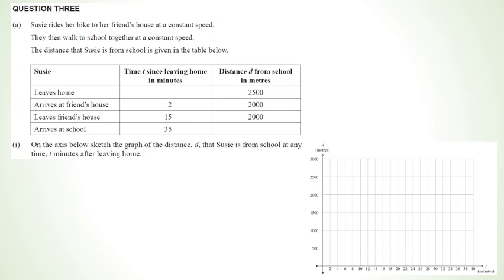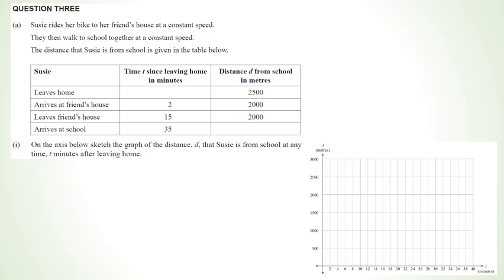Okay, so with this question, you've got Susie rides a bike to a friend's house at a constant speed. Then they walk to school together at a constant speed. The distance from Susie is given in this table. Let's have a look. On the axis below, sketch the graph of the distance that Susie is from school at any time t minutes after leaving home.